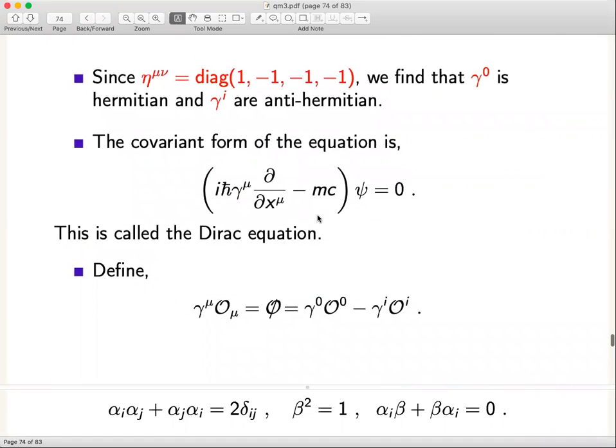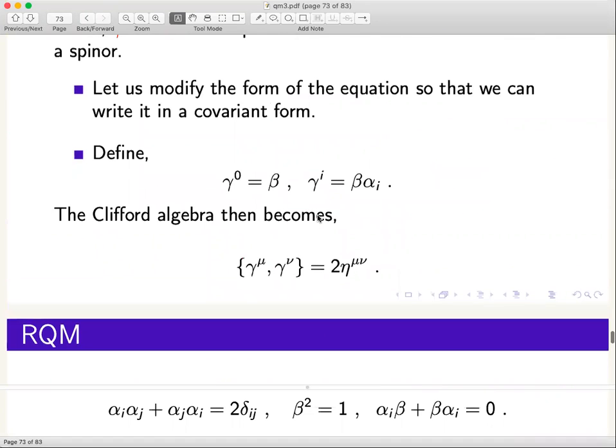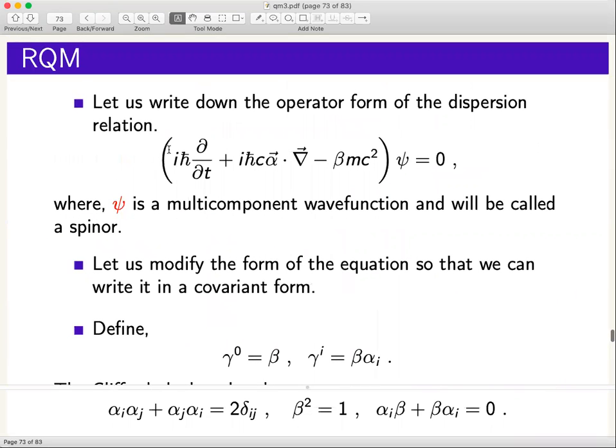Once you write down gamma matrices in this particular form, then you can replace. If you multiply this equation by beta, there is a gamma 0 sitting here, because gamma 0 is the same as beta, and a gamma I sitting here, or gamma vector, which is beta times alpha. Because if you had multiplied the entire stuff, we had a beta here and a beta times alpha there. So now you have gamma 0 and gamma vector going with del del t and nabla respectively.